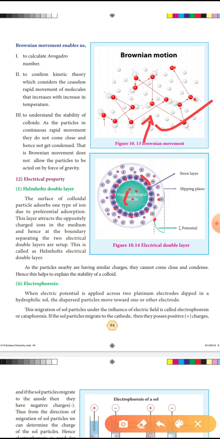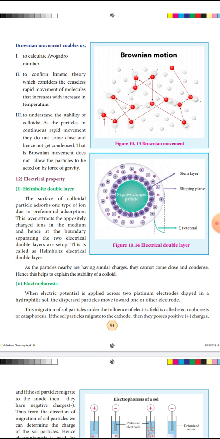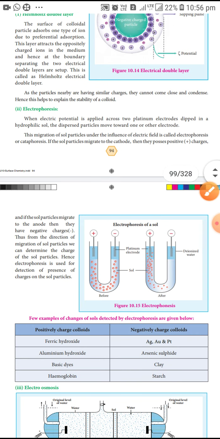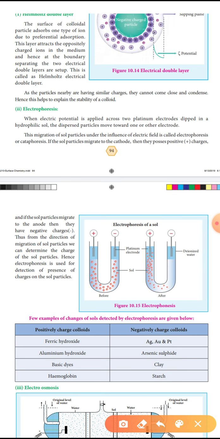The next property is electrophoresis. When an electric potential is applied across two platinum electrodes dipped in a hydrophilic sol, the dispersed particles move toward one or the other electrode.